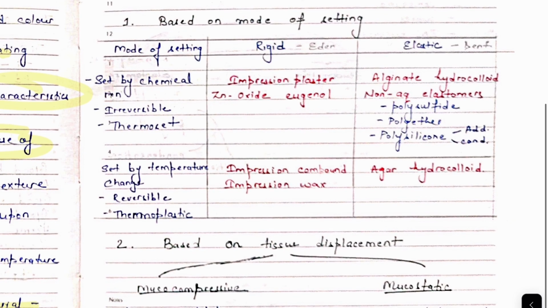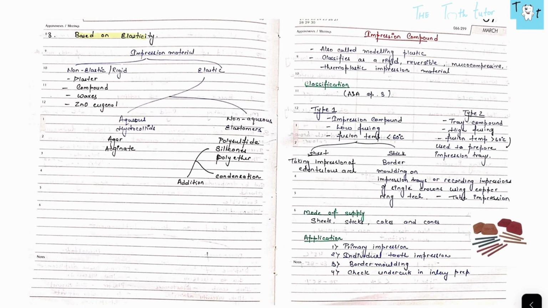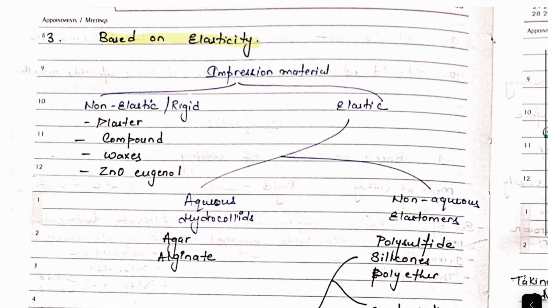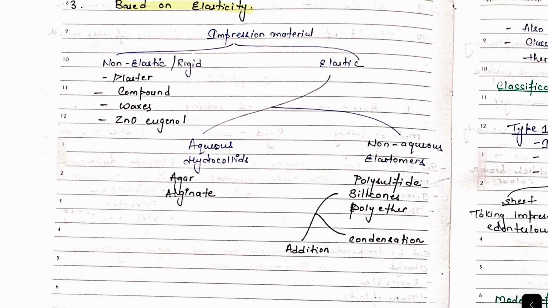Now talking about the classification. So there are 3 bases of classification. Okay, first is based on the mode of setting, second is based on tissue displacement, and third is based on elasticity. The elasticity one is the easiest one. I'll go over this first and then I'll go over the other two. So talking about elasticity, first we have 2 categories. One is rigid and one is elastic.